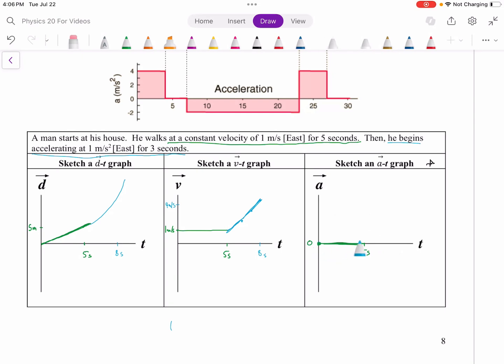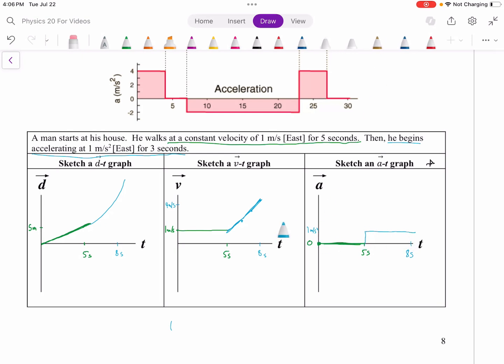Well, he didn't have an acceleration, and then he suddenly does have an acceleration, right? Now, truth be told, it's not possible to instantly be accelerating at 1 meter per second squared. There'd be a little time where it was building up to that. But based on what we have here, the best representation we can do is something like this, right? A little jump up, and then he accelerates at 1 meter per second each second for 3 seconds.